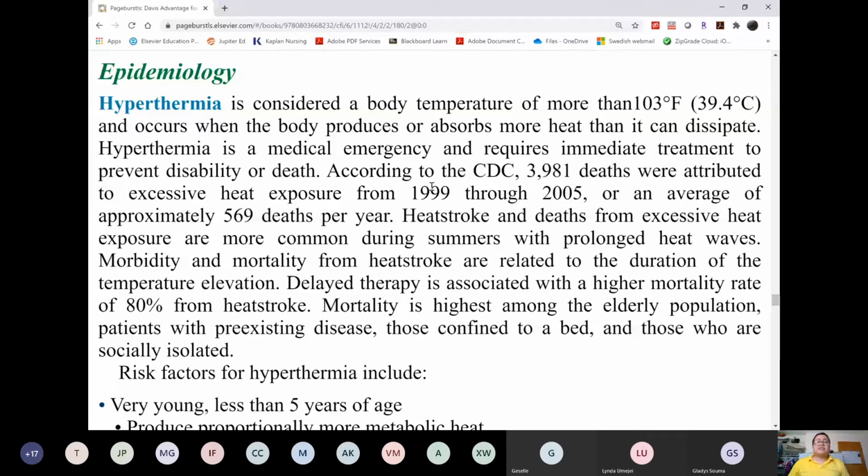In hyperthermia, there is no such change in the set point. The set point, or the thermostat of the body, stays the same, meaning it's normal. It's just that the patient's heat loss mechanisms kicked in, but eventually fail because either we did not remove the patient from the environment causing the hyperthermia, or they're out of reach. An example of hyperthermia is heat stroke.